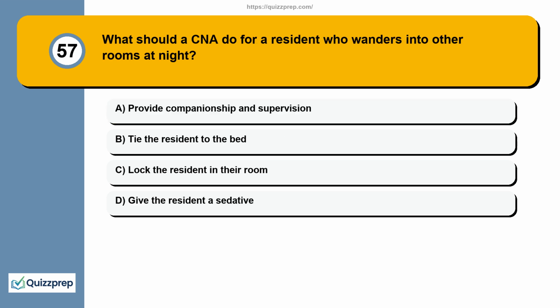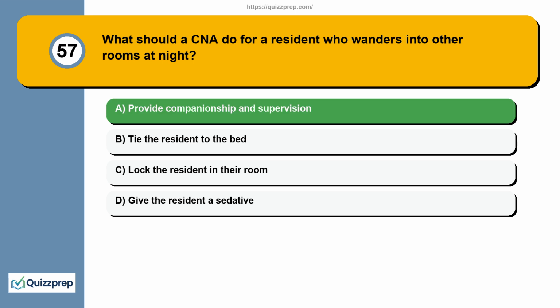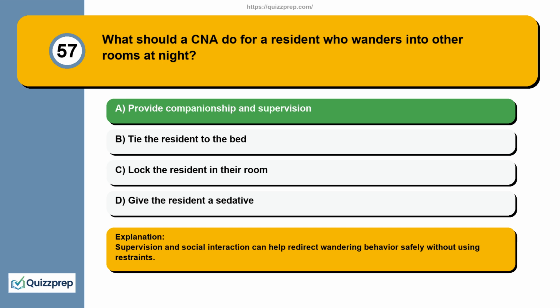Question 57. What should a CNA do for a resident who wanders into other rooms at night? Provide companionship and supervision. Tie the resident to the bed. Lock the resident in their room. Give the resident a sedative. Supervision and social interaction can help redirect wandering behavior safely without using restraints.